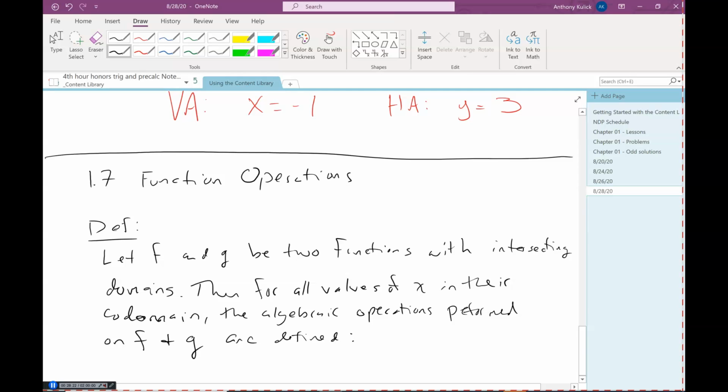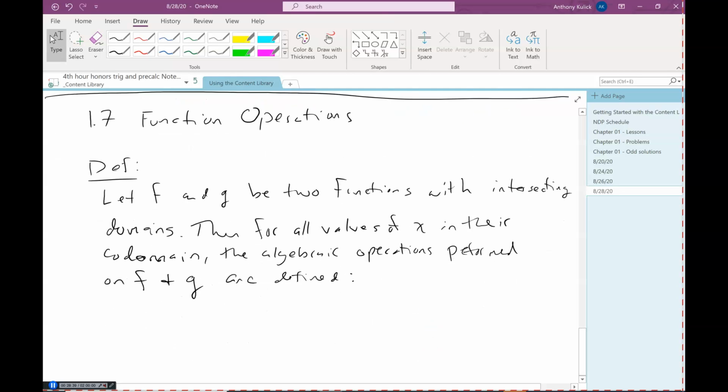Let f and g be two functions with intersecting domains. Then, for all values of x in their domain, the algebraic operations performed on f and g are defined as follows. I'll get ready to write some rules here in a second, but before I write these rules, I want to ask a couple of questions, just to think about things. We have the condition that f and g have to be functions with intersecting domains. What do we mean by intersecting domains?